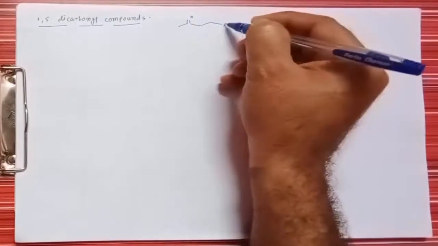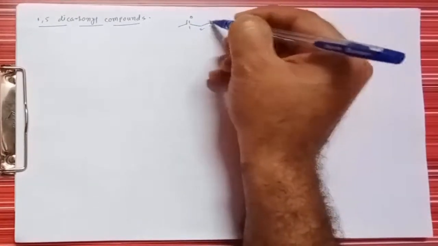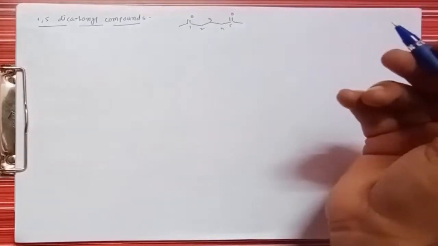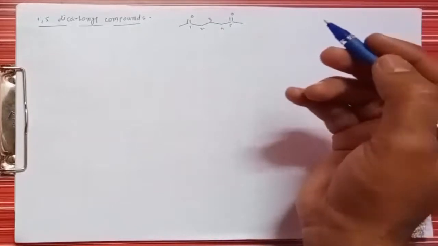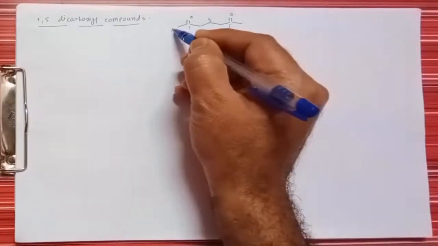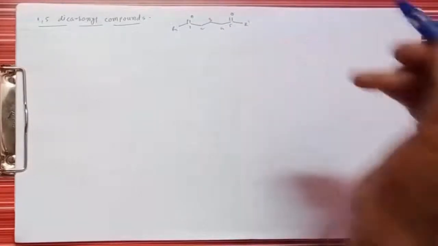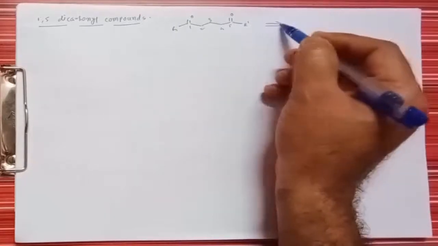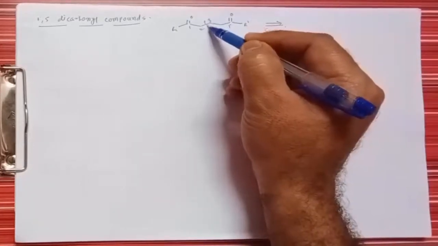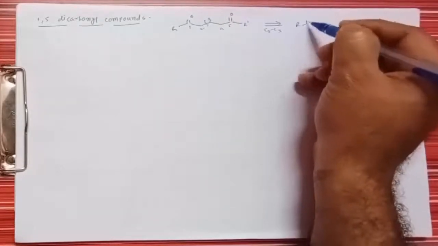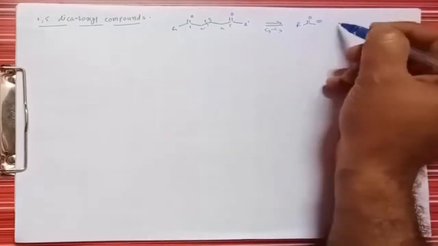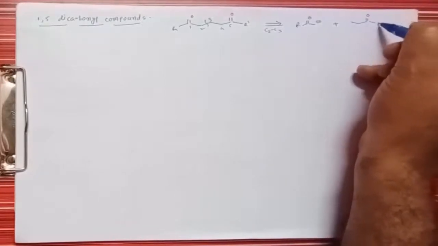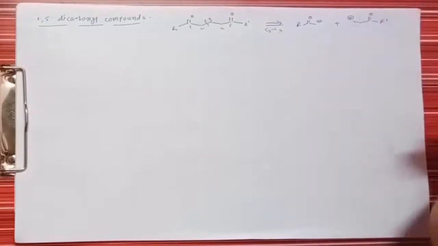Then there is 1, 2, 3, 4 and 5. That means at the 1 and 5 positions there are carbonyl compounds. If such molecules are there, we can take a general formula, R1 and R dash. Then we can break this bond at the two positions, that means C2 and C3. From one side we can take a negative charge, and from the other side we can take a positive charge, like this.